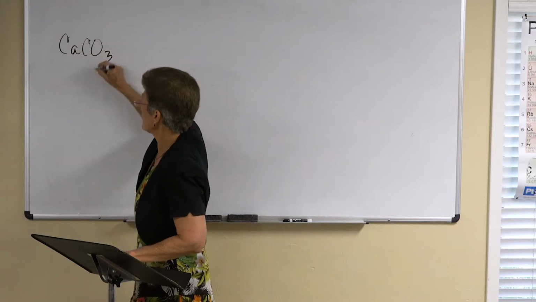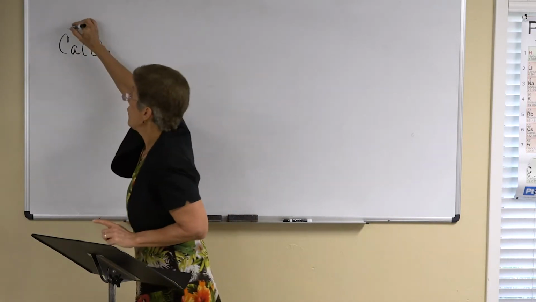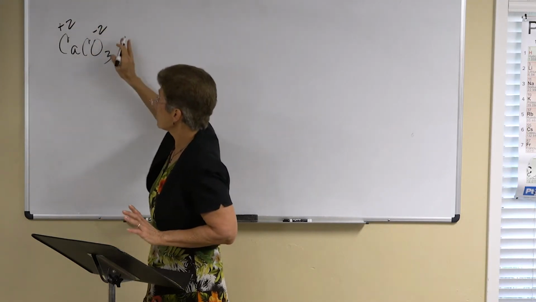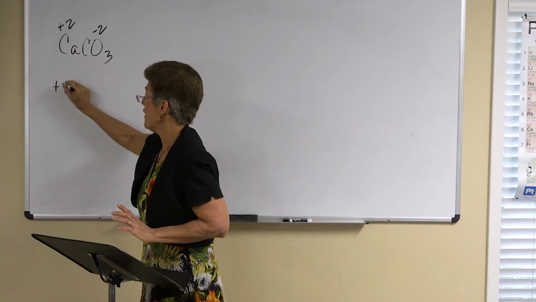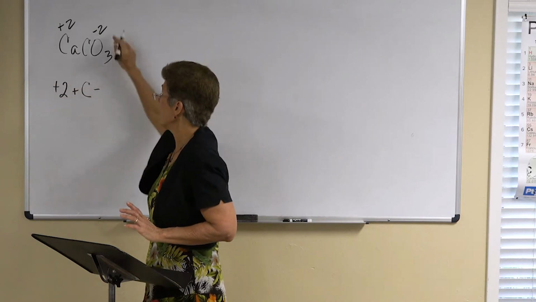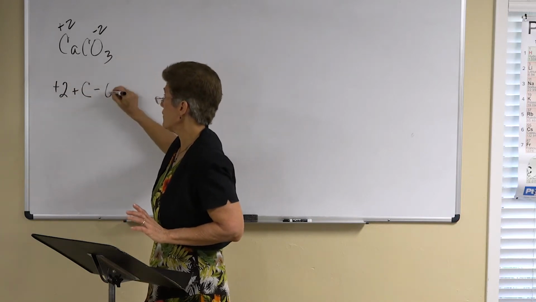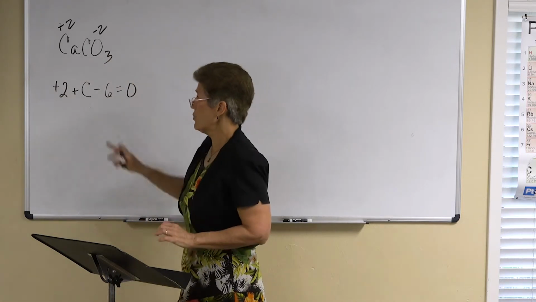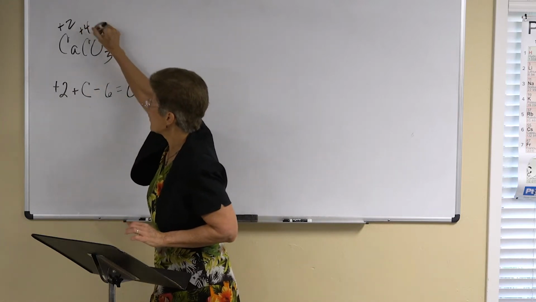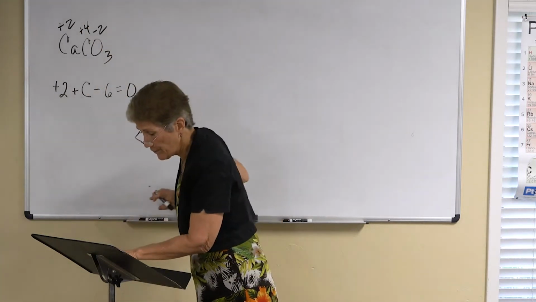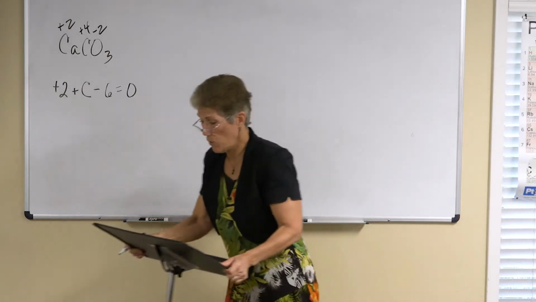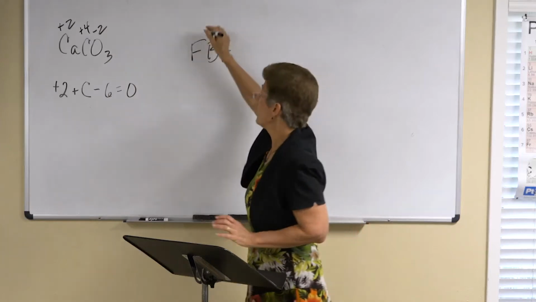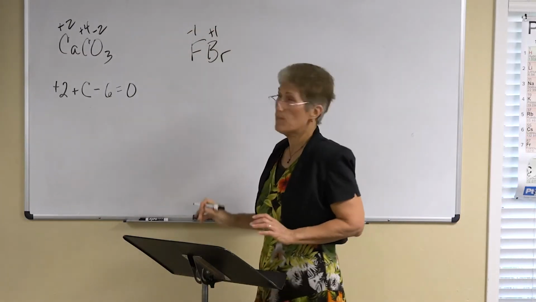Calcium carbonate. Okay, calcium is a group 2 metal, so if you look on your chart, you'll see that. It gets a +2. We know that Rule 6 tells us to do a -2 there. So far we have +2 plus whatever carbon is, minus 3 times -2 is -6, equals 0 because there's no charge on this overall. To make that statement true, carbon has to equal a +4. So that would be the answer. The next one, we have FBr. We know in the rules we're told that fluorine is always a -1, so bromine has to be a +1.